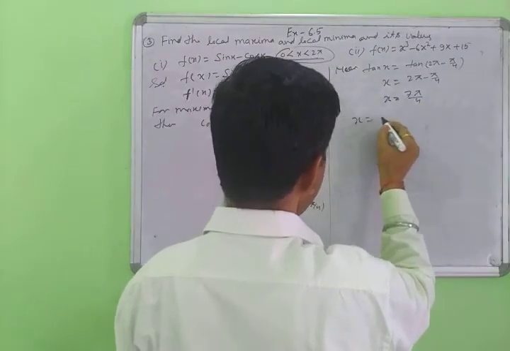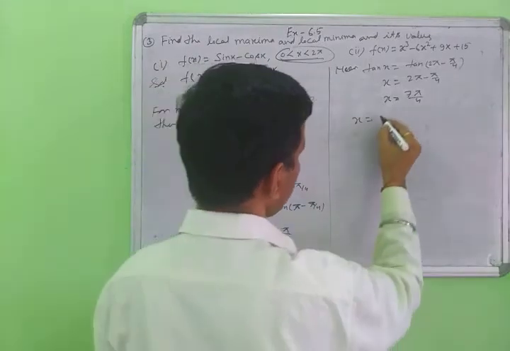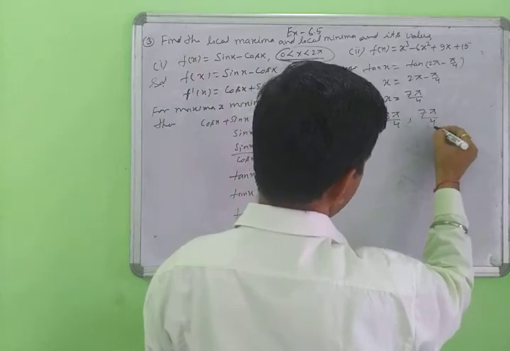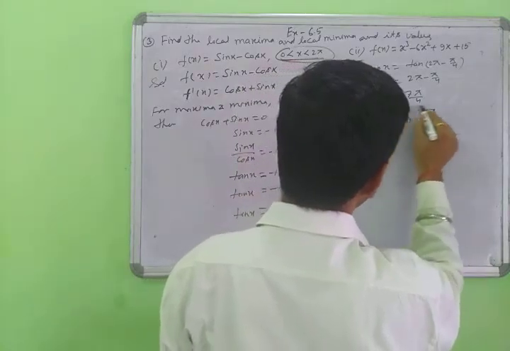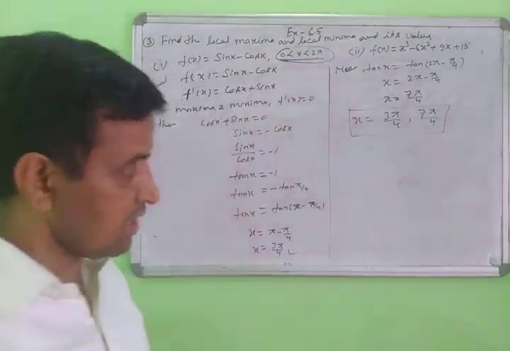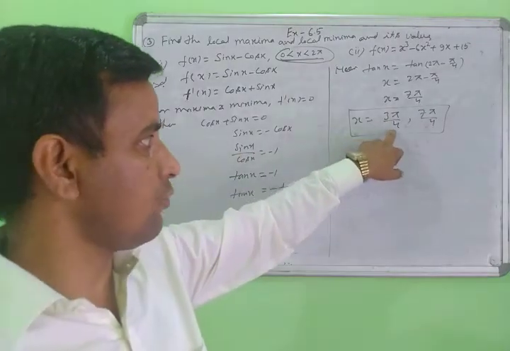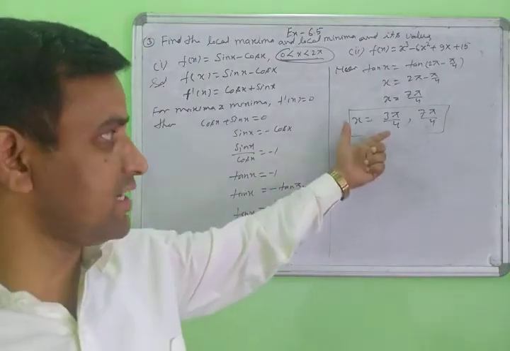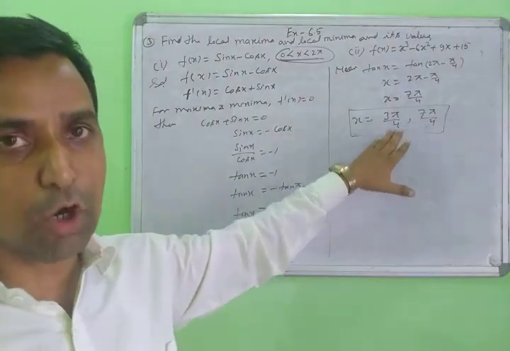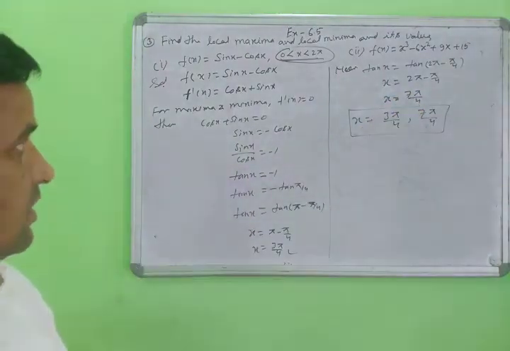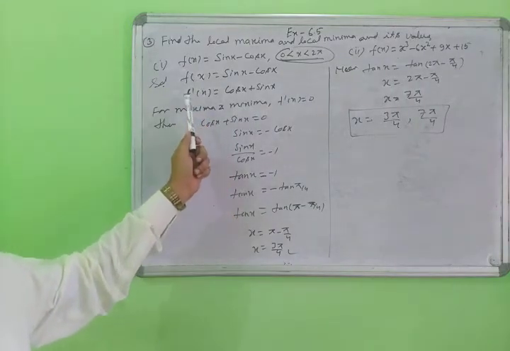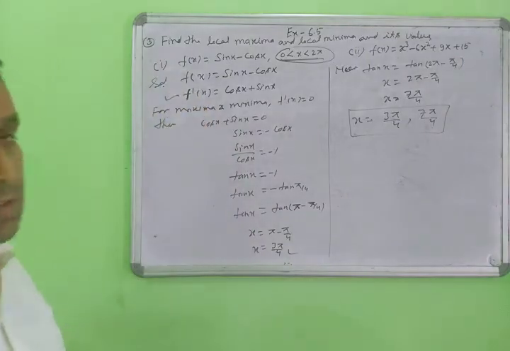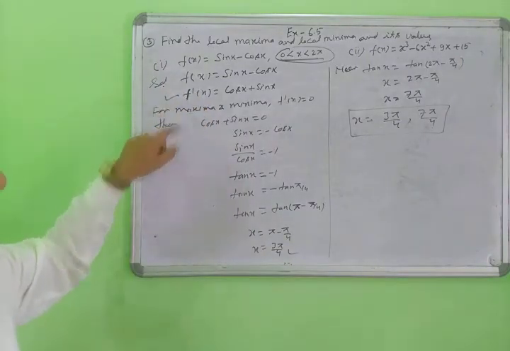What value of x? x has 3 pi by 4 and 7 pi by 4. Here are two critical points: 3 pi by 4 and 7 pi by 4. Now check whether these points are maxima or minima. How to check it? Again differentiate this function, using the second derivative test.